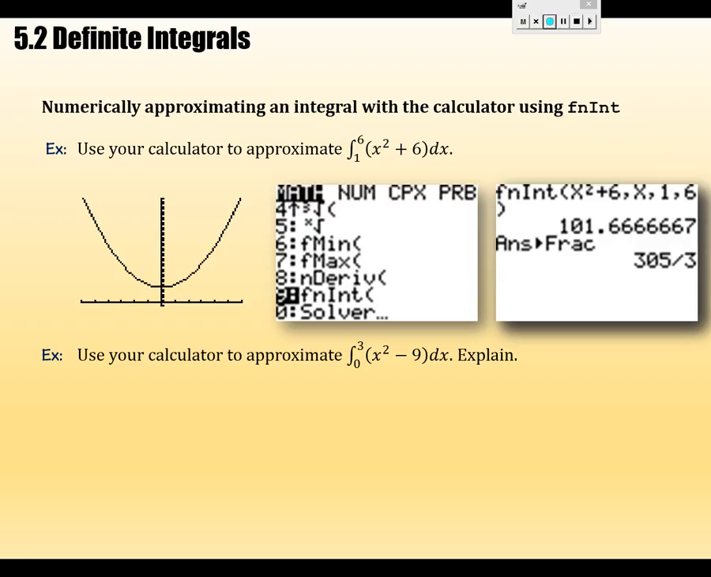Try this one now, also from 0 to 3, x squared minus 9, and tell me what you get. Practice using f and int here. Again, here's the picture if you want. I'll put up the picture here in a second. But you should think about it too.